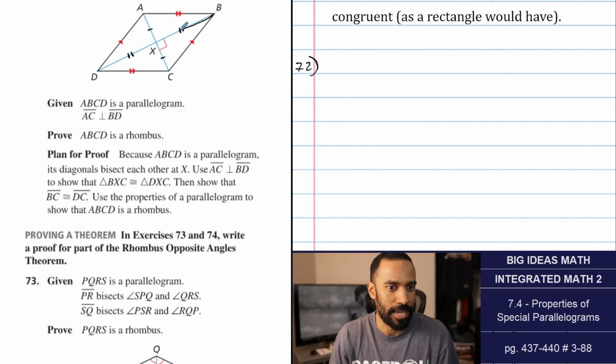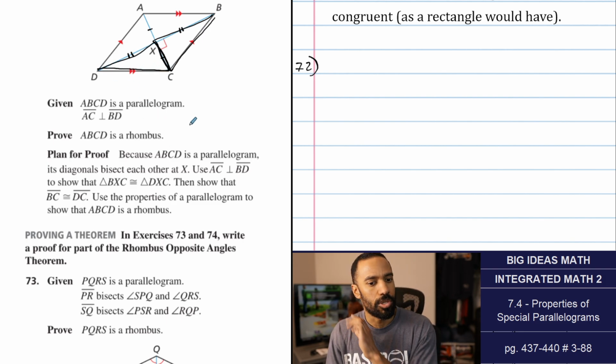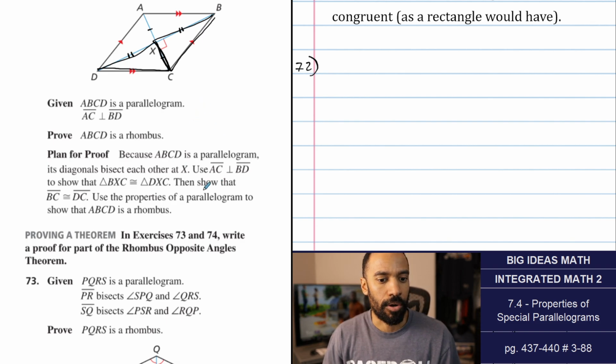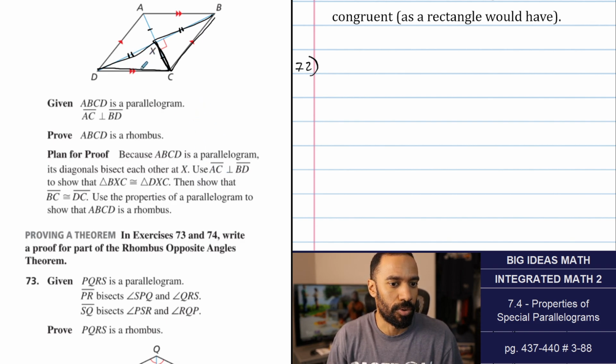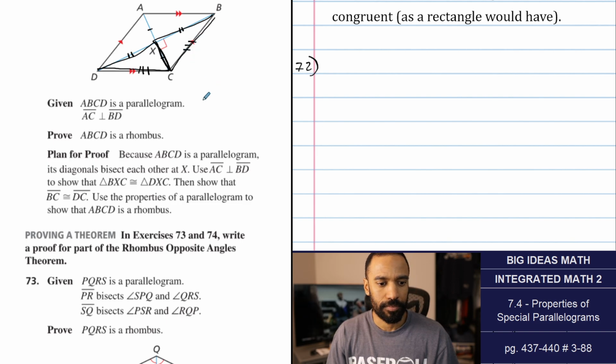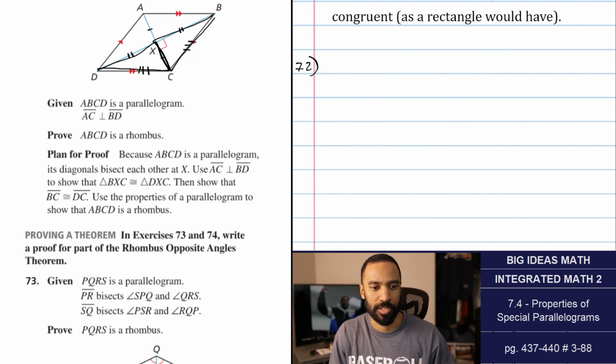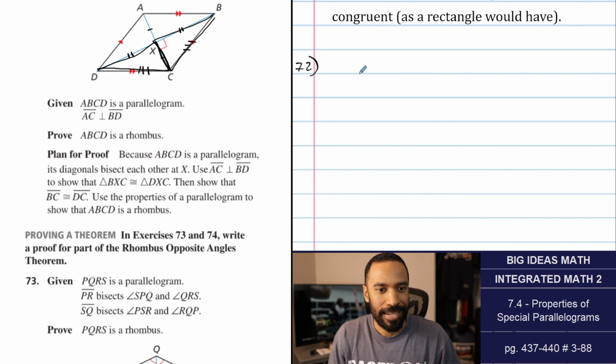BXC, they're going to go for BXC and DXC, two of them that are right next to each other. Then show that BC is congruent to DC like that. Use properties of a parallelogram to show it's a rhombus. So that idea, we're then going to build off opposite sides congruent and those things congruent to each other, transitive property, all that kind of stuff. So, okay, here we go. I guess they didn't give us everything.